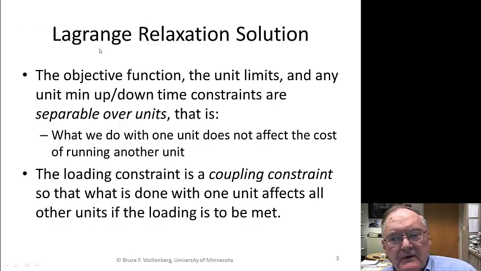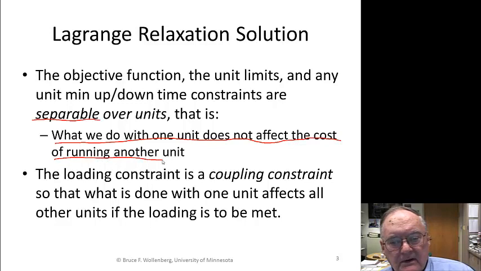The objective function, unit limits, and any min up and down time constraints are separable. That's a key word here. They are separable over units, meaning what we do with one unit does not affect the cost of running another unit.